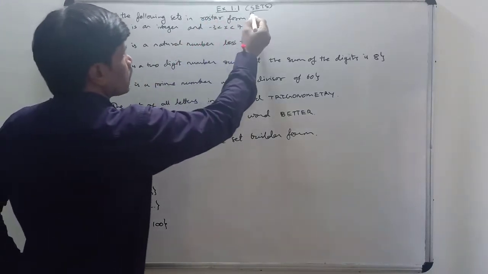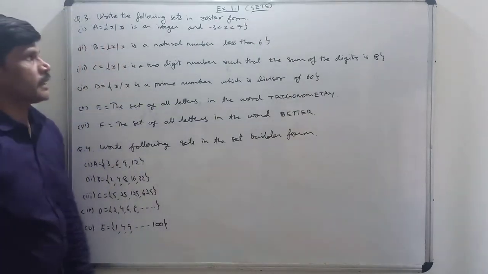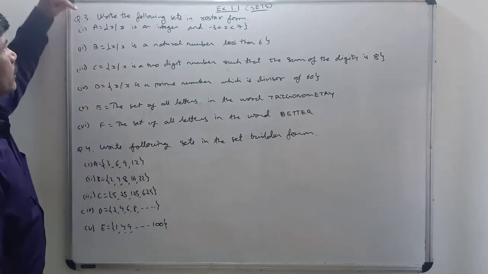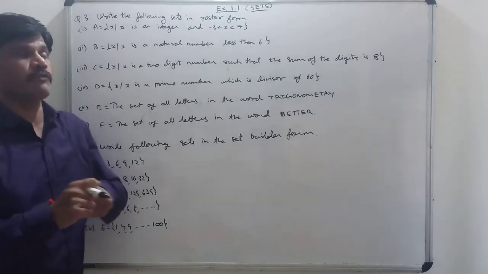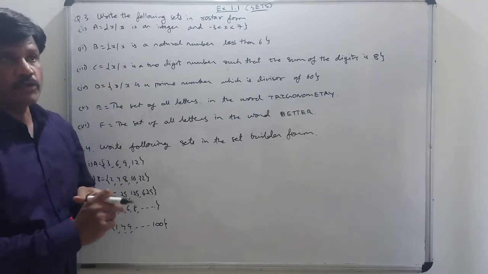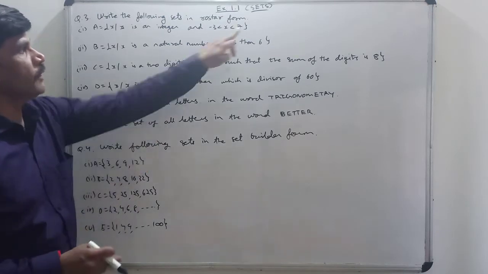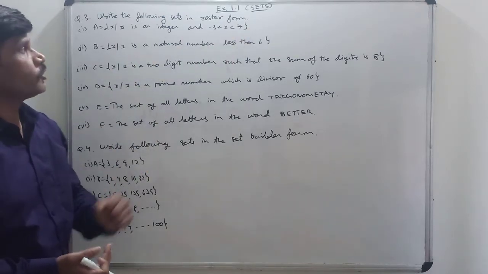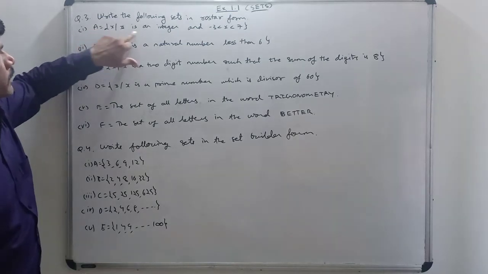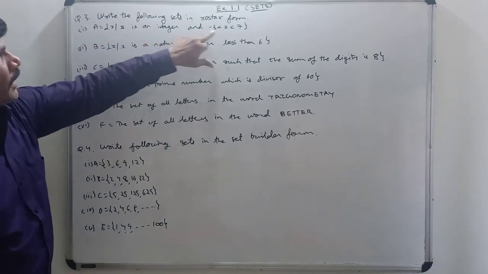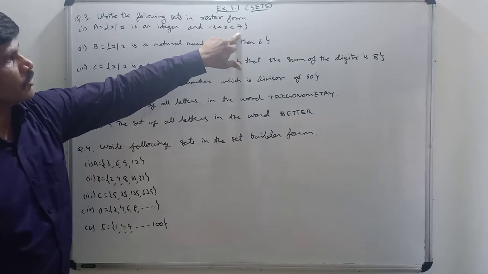Exercise 1.1, set theory or sets, standard 11. Question number 3. Write the following sets in roster form. First of all, we'll understand what is a roster form. Elements or objects written inside the curly bracket is called roster form. Okay, so first question. A is equal to {x such that x is an integer and x is between -3 and 7}.